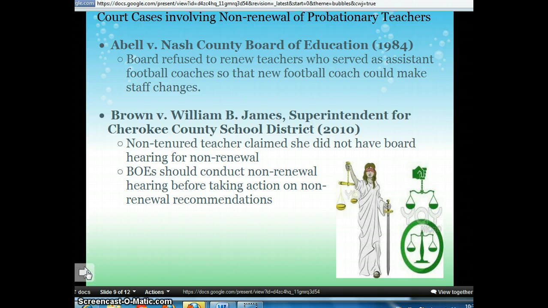The other court case is Brown versus William B. James, Superintendent for Cherokee County School District, 2010. And this was a non-tenured teacher that claimed she did not have a board hearing for non-renewal. And in that case, it was said that the Board of Education should conduct a non-renewal hearing before taking action on non-renewal recommendations.